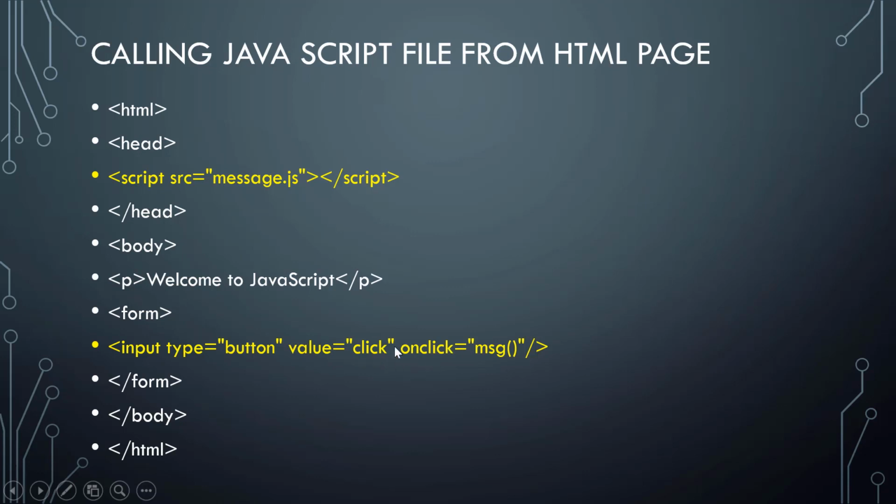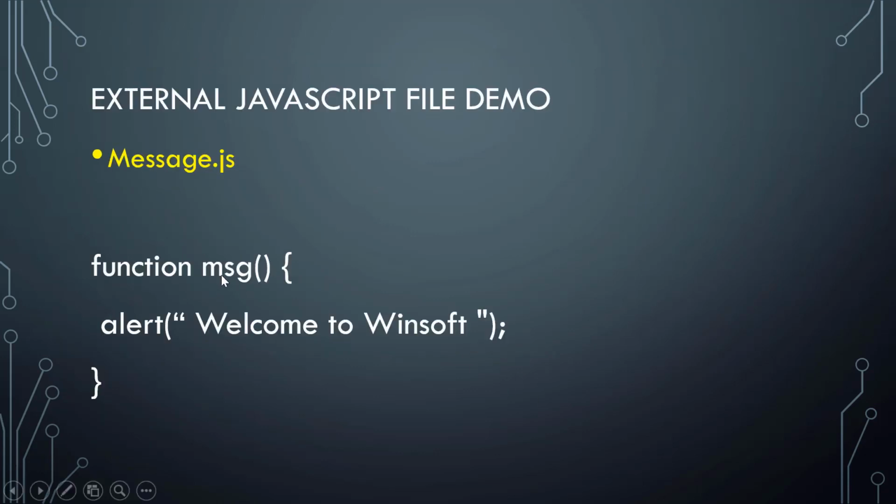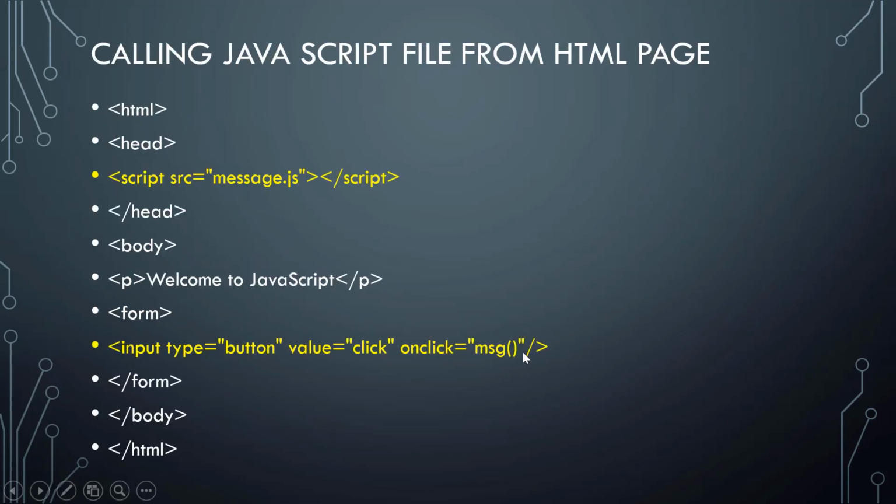And then onclick is an event, guys. As soon as you click on the button, it will call the MSG function here. MSG is the function name. In which file is it available? The message.js file. As soon as you click on this, it will go to message.js and search whether the function called MSG is available or not. As we have seen here, the MSG function is there in message.js, so this alert called "welcome to Winsoft" will be displayed.